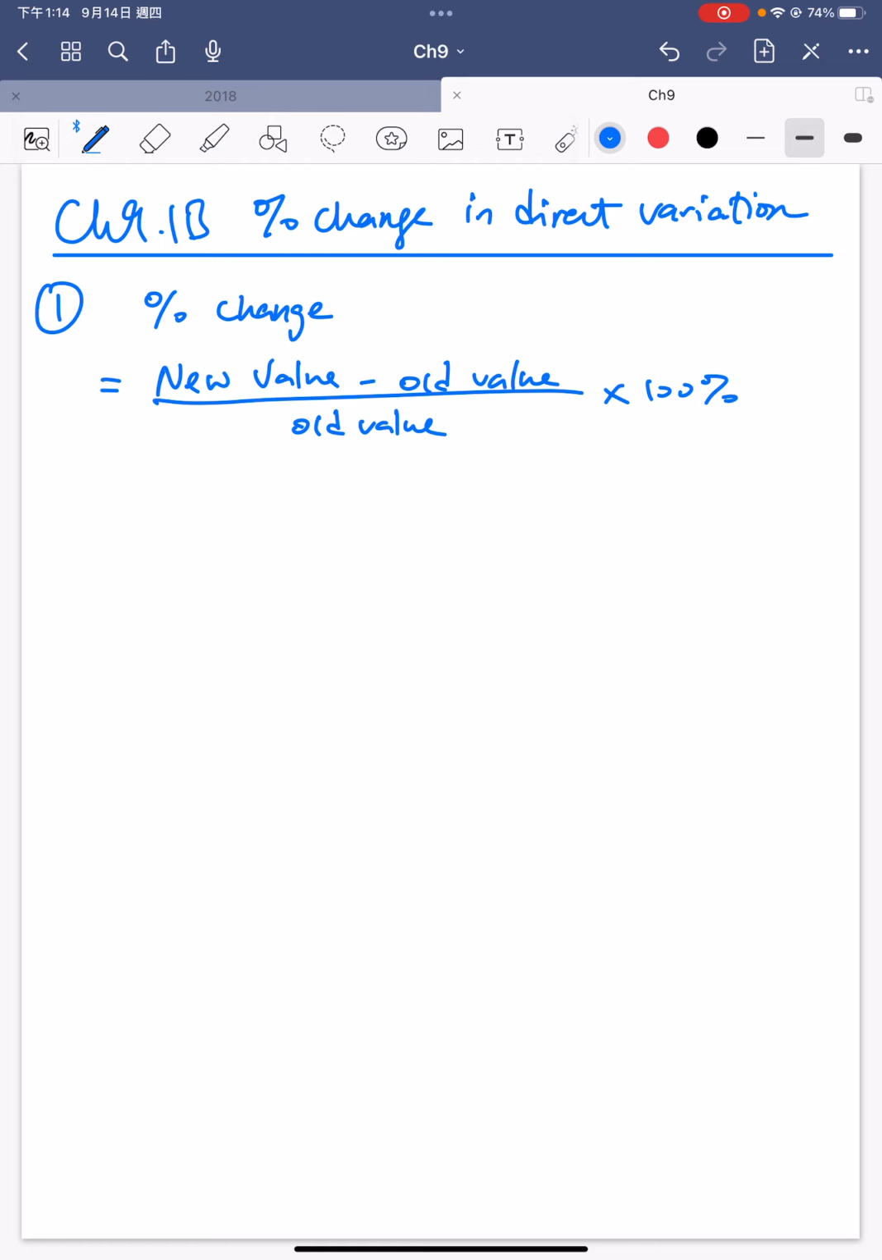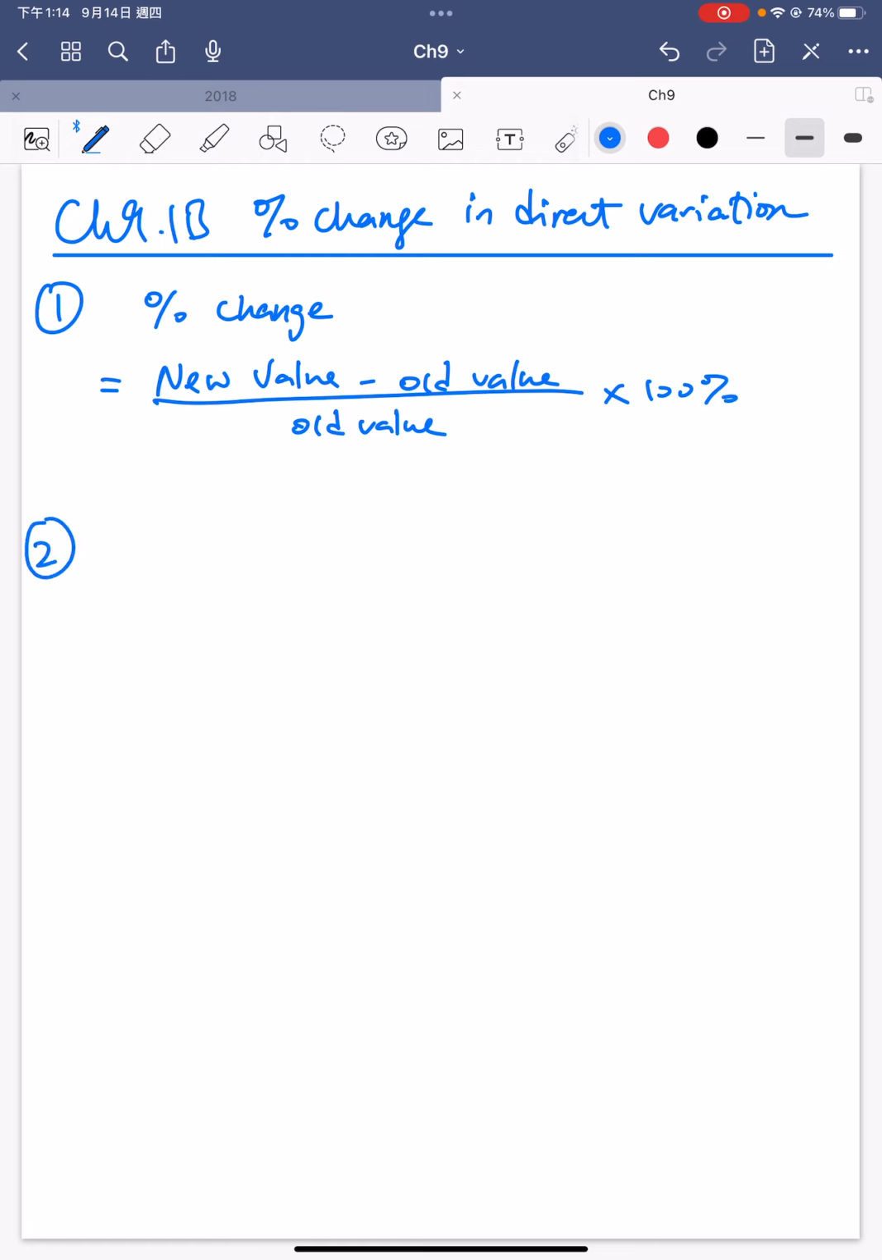Hello guys, so in this video we're going to talk about chapter 9.1B, the percentage change in the direct variation. So we have two formulas to be remembered in this video. The first one is percentage change, which is equal to the new value minus the old value and then divided by the old value, all times 100%.